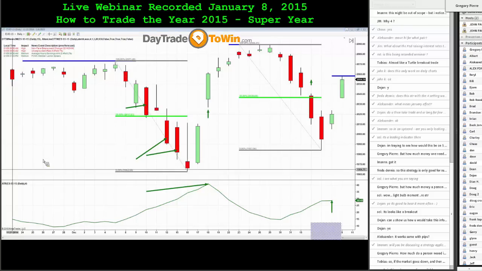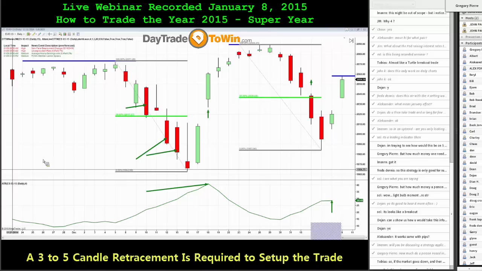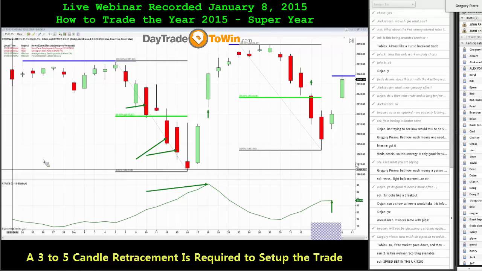Gregory says, how much do you need in an account? Well, you have to hold the trade overnight, right, if you're holding it for multiple days. So a trade like this, I would say right about $2,000 or $3,000 to hold it overnight for an E-mini S&P. Day trading margins are usually $500 to $1,000, but you have to definitely have more to hold it overnight. So talk to your broker, Gregory, see what his opinion is on holding it overnight. Yeah, you can spread bet it, but I'm not a big fan of spread betting.